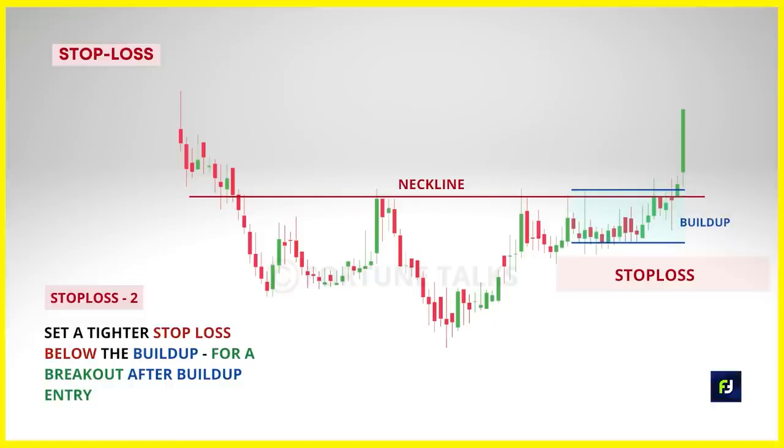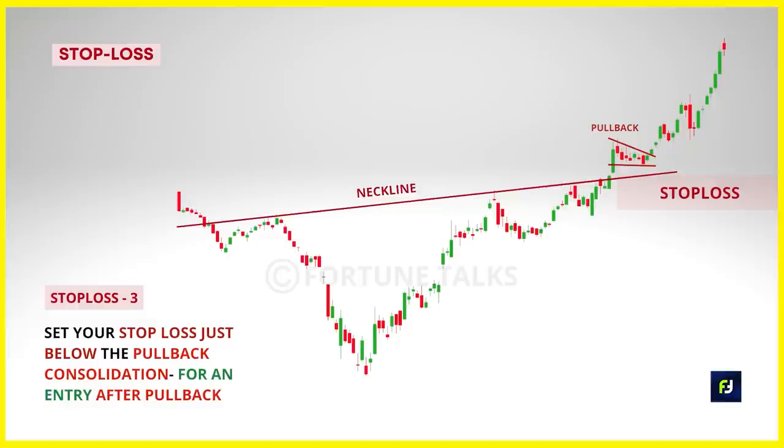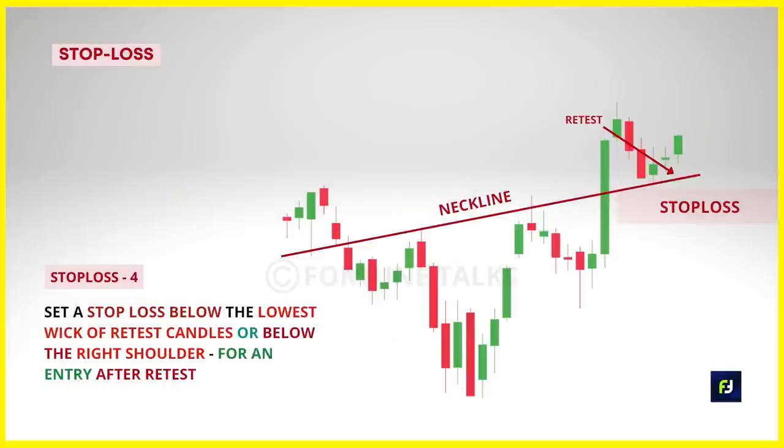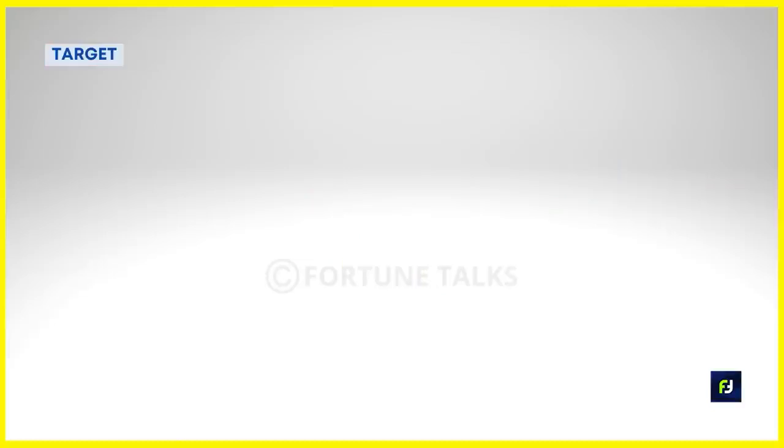Now let's say you have missed both these entries and you entered a position in the market after the price formed a primary pullback. Then set your stop loss below the lowest price in the group of pullback candles, including the wick, or place it just above the neckline if the pullback formed is very close to the neckline. Now the last method is if you are entering the trades after a retest. In this scenario, the stop loss can be placed just below the lowest wick of the group of retest candles, or you can be more conservative and place your stop loss below the right shoulder of the pattern to save yourself from long wicks.